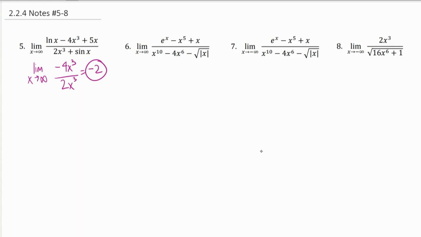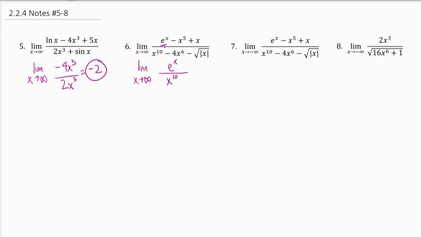For this next one, we have e to the x minus x to the fifth plus x. So again, highest power versus exponential. An exponential function, as long as it has a base larger than 1, so this is exponential growth, is always going to be our quote-unquote winner. So the limit as x approaches infinity is going to be e to the x over, and looking at our denominator, square root doesn't go to infinity very quickly, so x to the 10th is our winner.